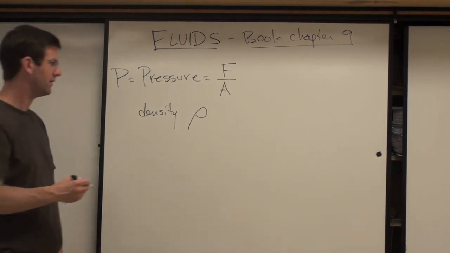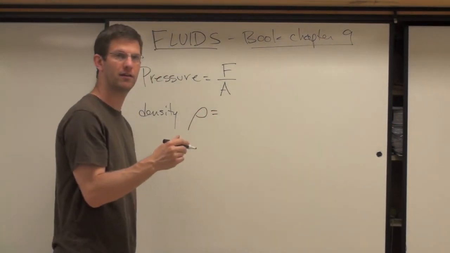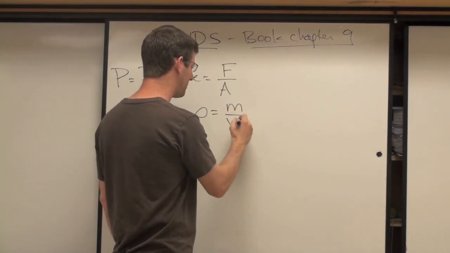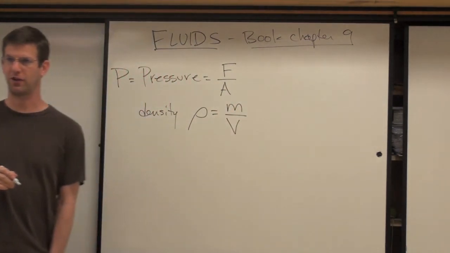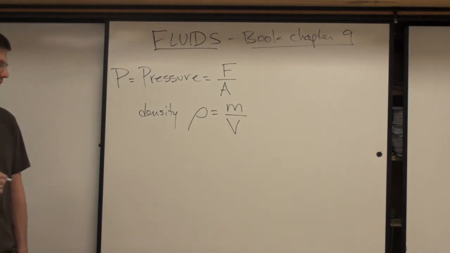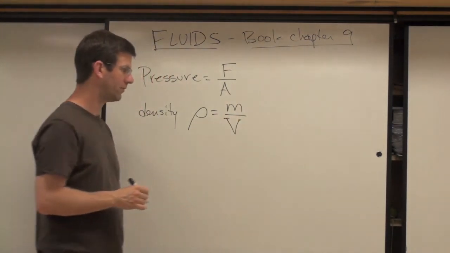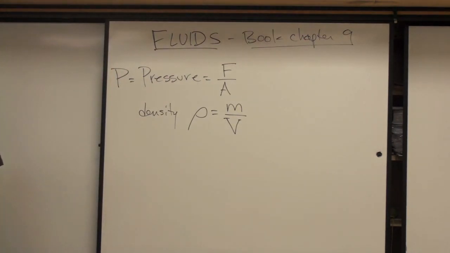Your density, what's density again? Mass over volume. Mass over volume, right? So capital V, not to be confused with velocity, or voltage. We've got to be nice and careful with our variables this chapter, right? Because don't worry, there is velocity in this chapter as well. So it gets a little tricky.